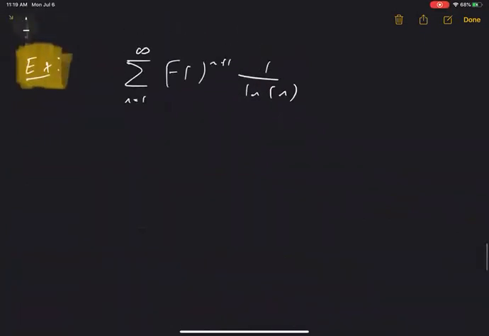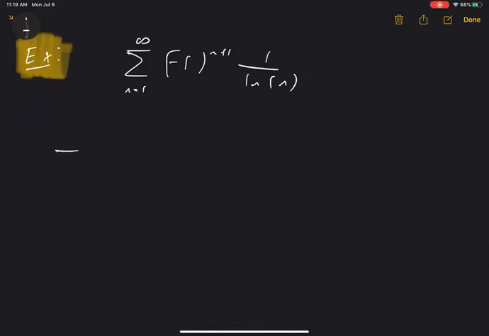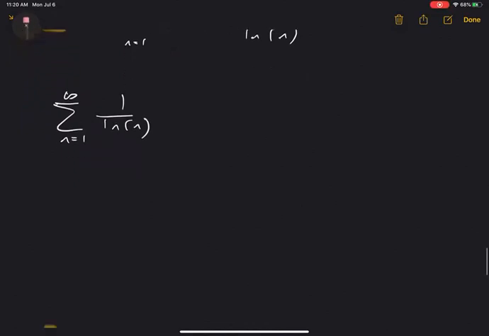So let's look at this one first. (-1)^(n+1) times 1 over ln of n. Again, let's look at the positive version first. If I had 1 over ln of n, try the comparison test on this real quick and see what you get. The short answer is, let's compare 1 over ln of n to 1 over n.